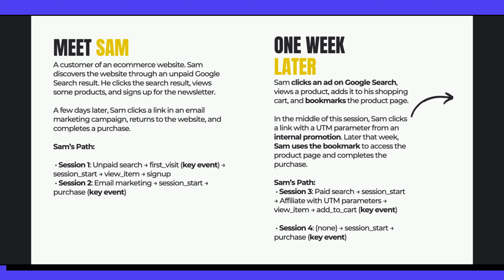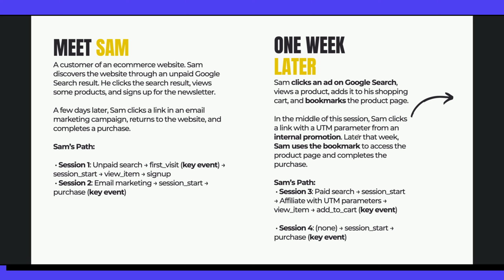So let's continue our example. One week later, the same user clicked on an ad from Google search and then viewed the product, added it to the shopping cart, and bookmarked the product page. In the middle of the session, the same user clicked on a link with a UTM parameter called internal promotion. After a week, the same user uses the bookmark that they originally added to their browser and completed a purchase. What will happen inside these dimensions, how each dimension will record the data, you can actually sense from each dimension name.